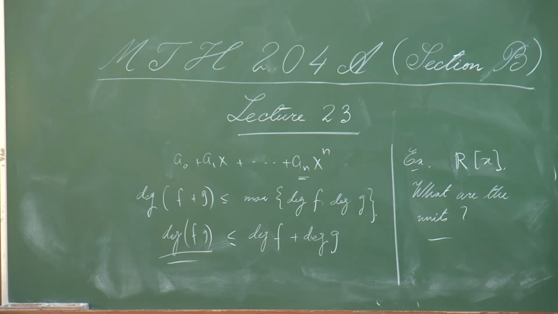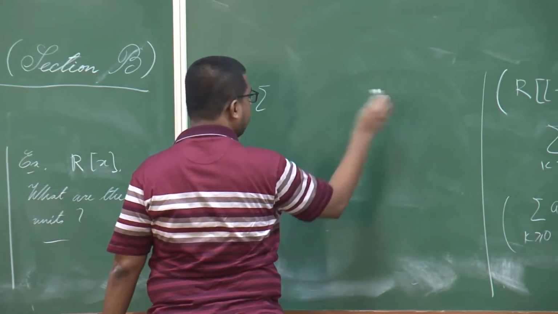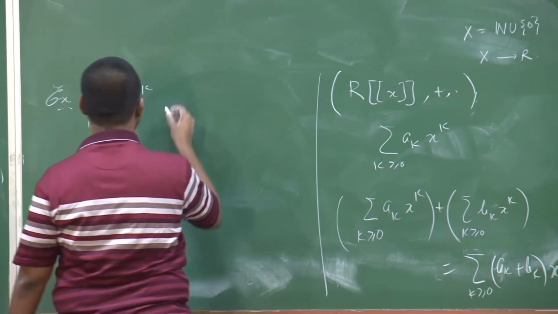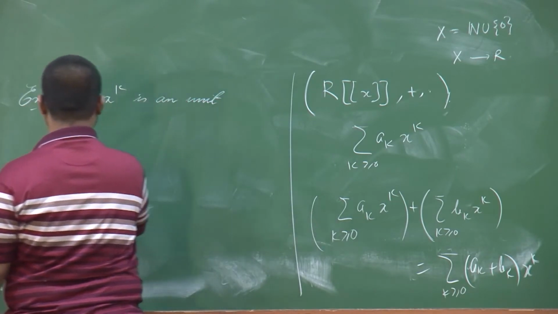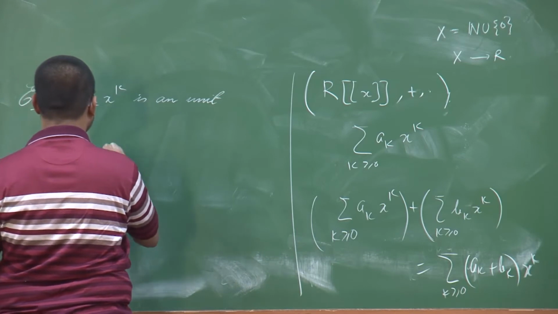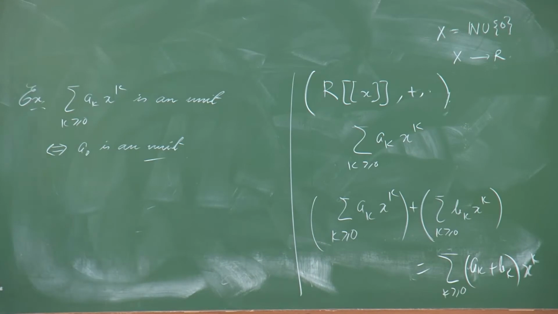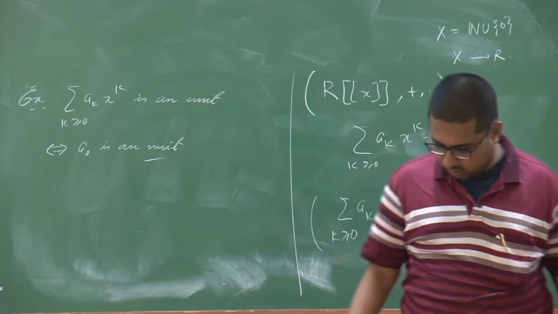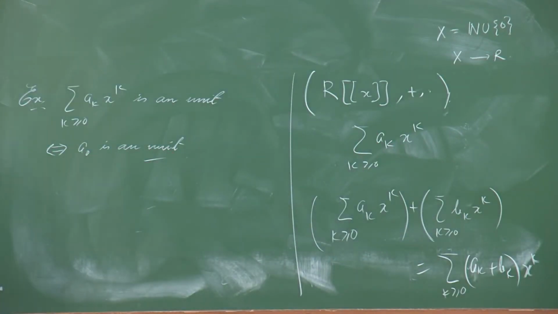I also would like to leave it to you as an exercise that in the power series ring, f is a unit if and only if a0 is a unit. I am leaving this to you as an exercise. This is a simple exercise.